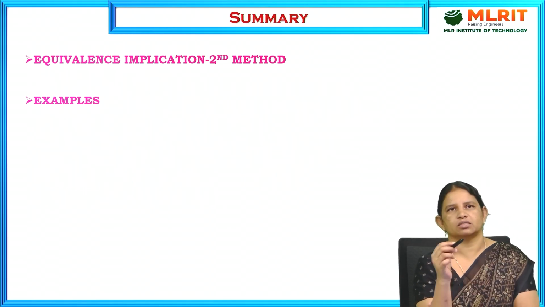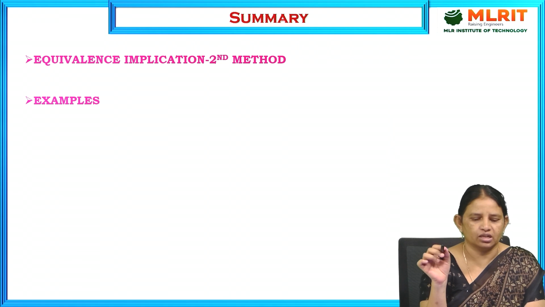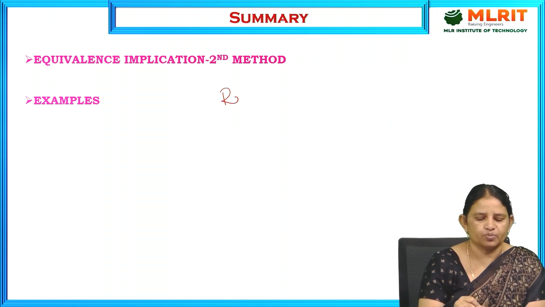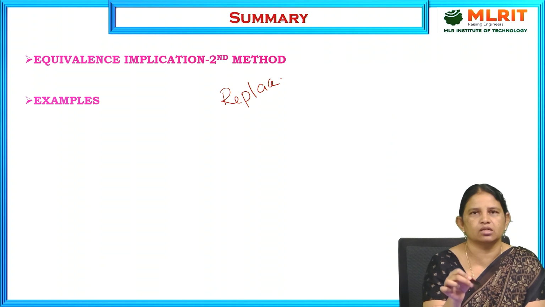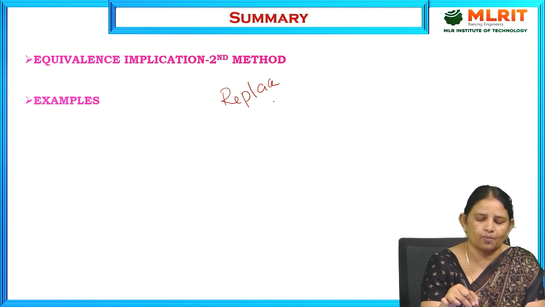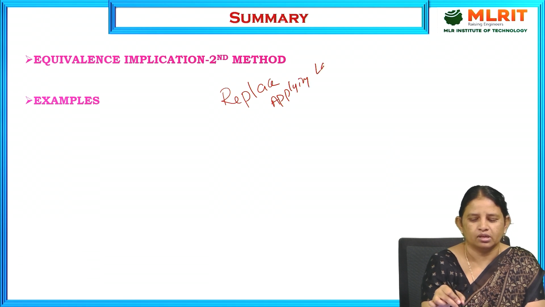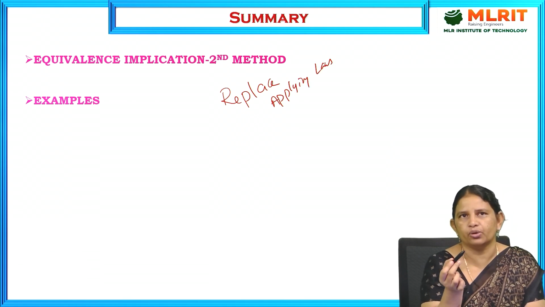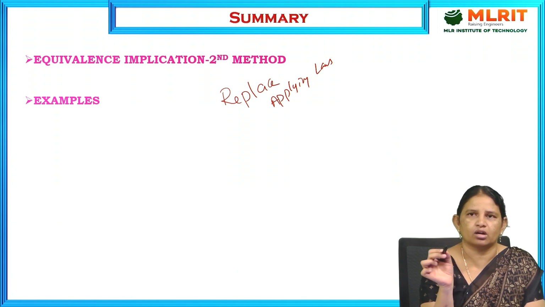So what we have discussed up to now, what is the equivalence implication? The second method is called the replacement process. In the replacement process, we are applying the laws. By applying laws, we need to prove whether the LHS is equivalent to RHS or not. There are two methods to check whether the two propositions are equivalent or not. One is the truth table method and the second one is the replacement process.